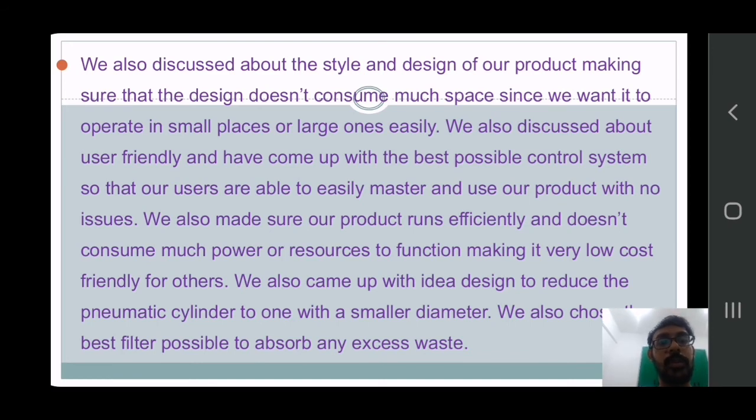We also discussed user friendliness and have come up with the best possible control system so that our users are able to easily master and use our product with no issues. We also made sure our product runs efficiently and doesn't consume much power or resources to function, making it very low cost friendly for others. We also came up with an ideal design to reduce the pneumatic cylinder to one with a smaller diameter. We also chose the best possible filter to absorb any excess waste.